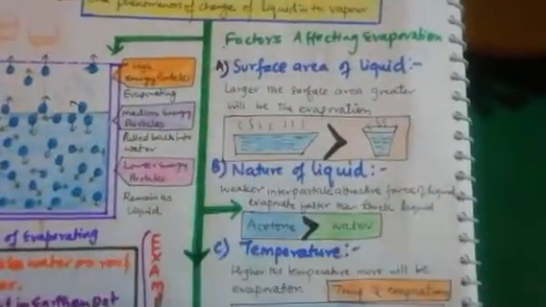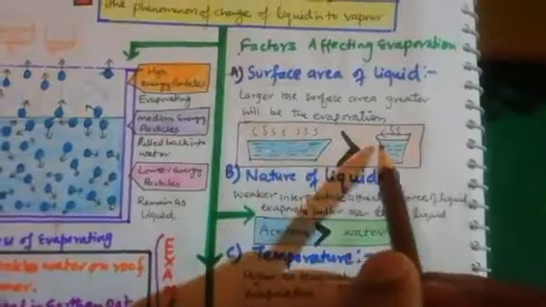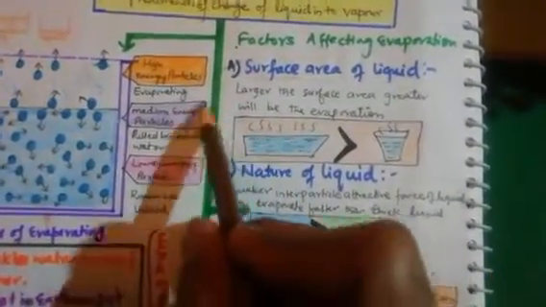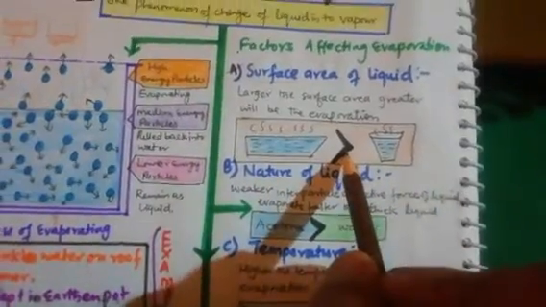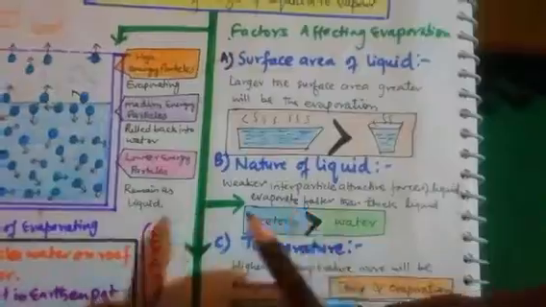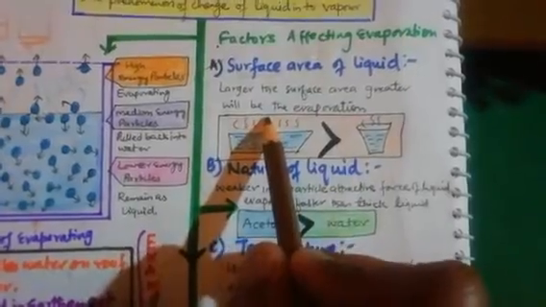Number 1, surface area. Surface area you know very well. Just think, does a glass have more surface area or a plate? Yes, a plate has more surface area than a glass. You can say the surface area is the top area. Glass is this much and the plate is a little bit open. So the larger the surface area, the greater will be the evaporation.